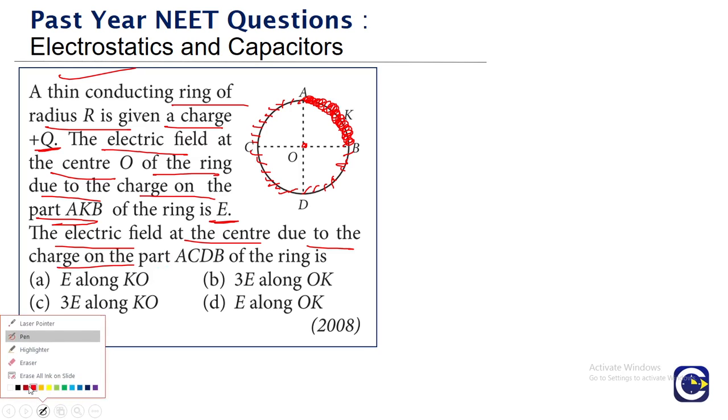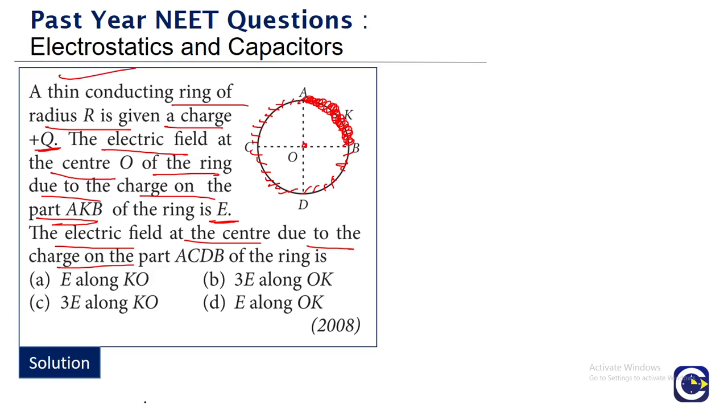So where is this ACDB portion? ACDB is nothing but the remaining part of the ring, leaving out AKB. So we need to find the field because of this ACDB part. Here we have to understand one thing: the ring is symmetrical.